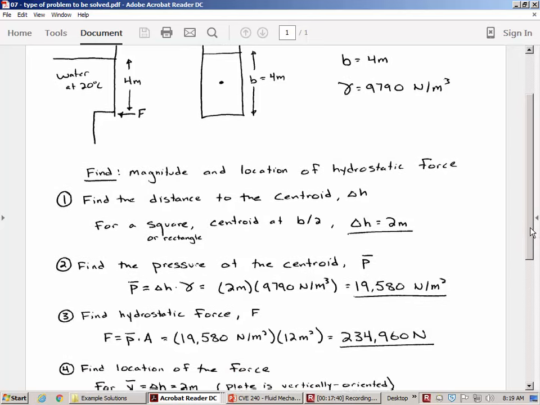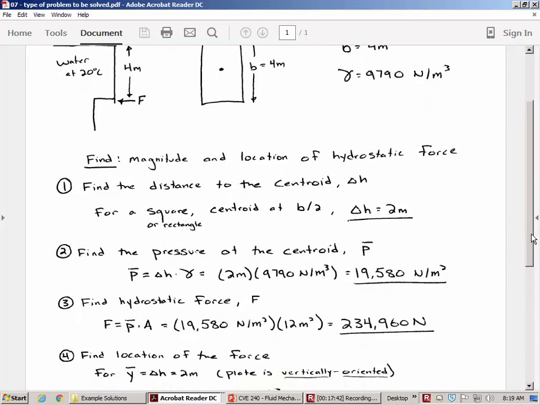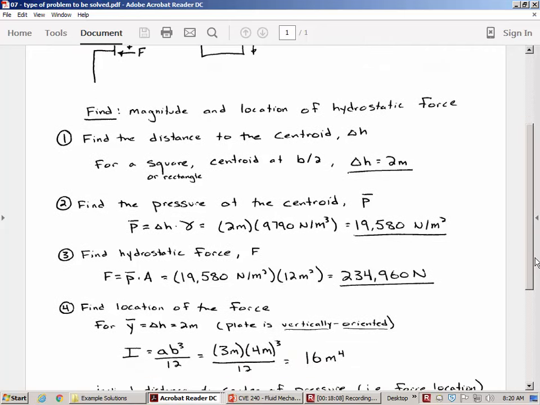Okay, so the location of hydrostatic force. We have to know y bar. And remember, the definition of y bar is the inclined distance from the centroid to the surface. But since this is a vertically oriented plate, it's the same distance. Vertically oriented is the same as the slant distance, and so y bar and delta H are both 2 meters. So that's going to make our formula for y CP pretty simple.